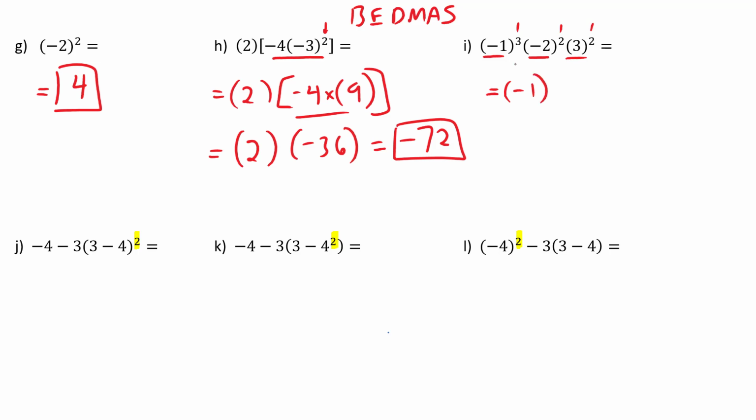Next up, we have minus 2 squared. Minus 2 times minus 2 is positive 4. And lastly, 3 times 3 is 9. Bring these all together. Minus 1 times 4 is minus 4. And then lastly, minus 4 times 9, minus 36.